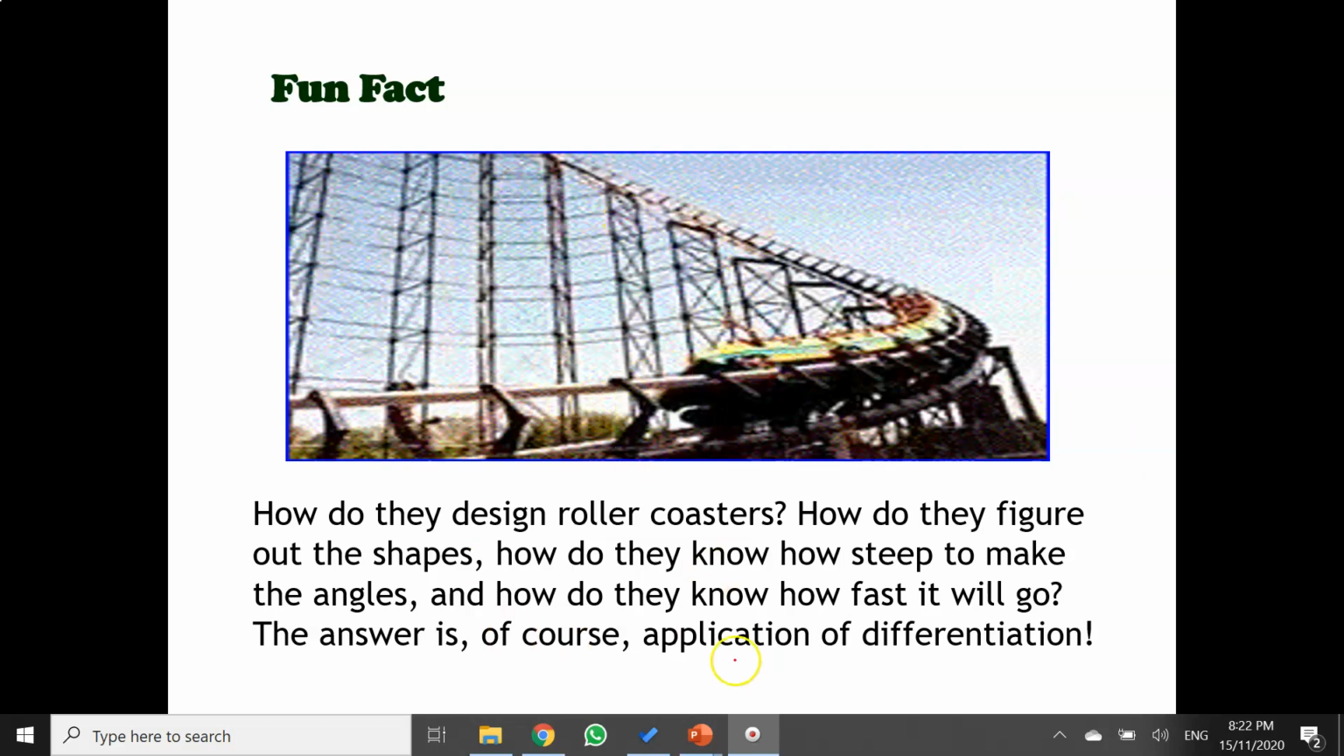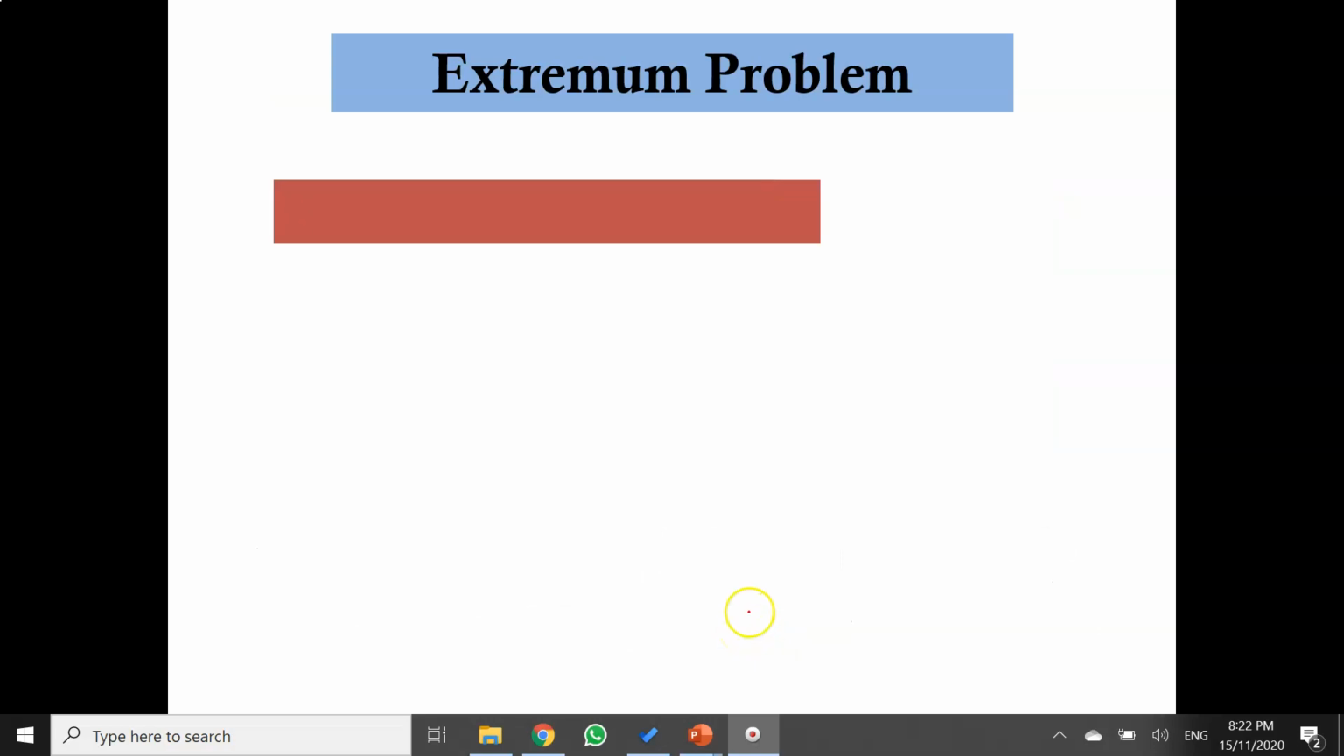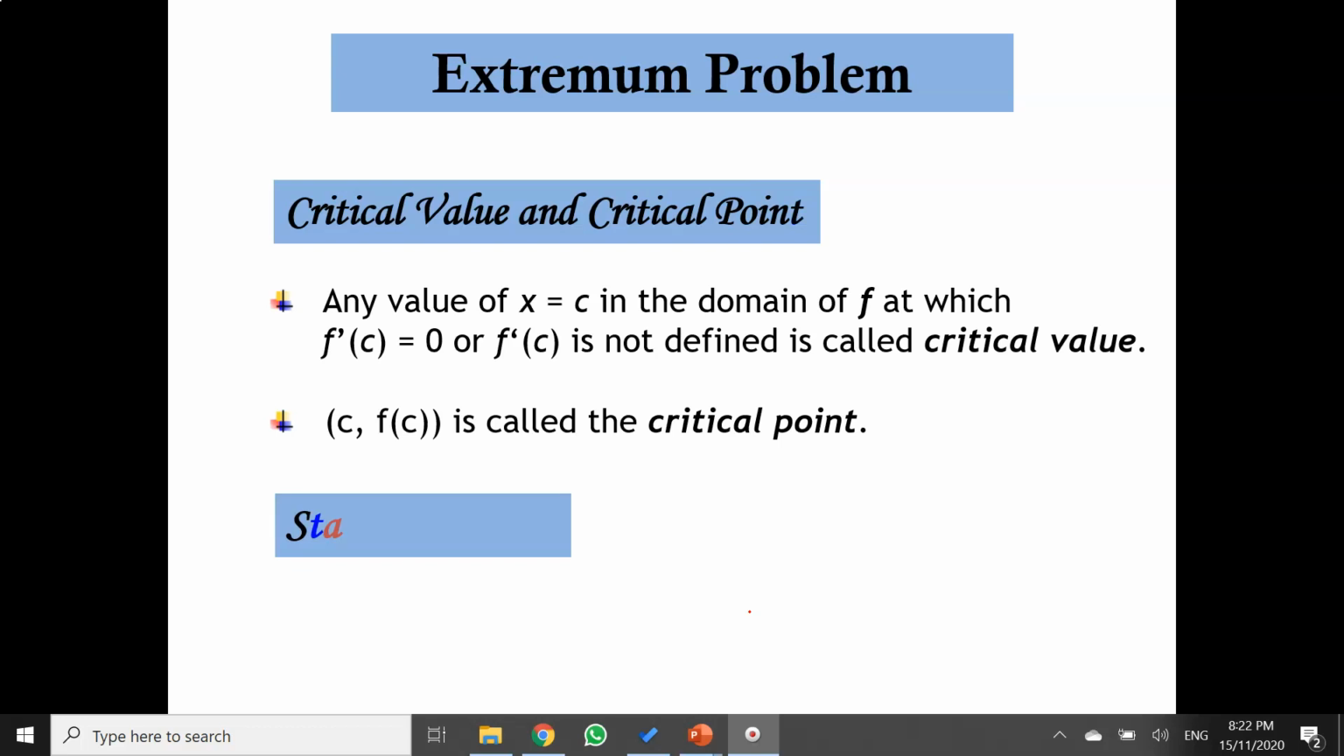So they are using application of differentiation. So nanti kita akan tengok how actually they use this thing. Okay. So the first one will be the extremum problem. So in extremum problem, you're going to learn the first thing you need to know is what is critical value and critical point and also stationary point.